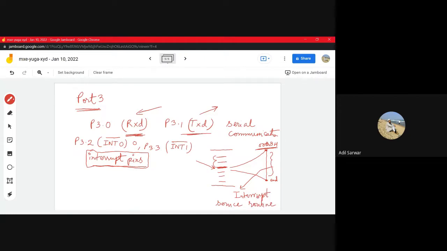Interrupt service routine, ISR. So whenever an interrupt occurs, the control from the main program moves to the service routine program. The service routine is executed, and then control moves back to the original program and continues executing the rest of the instructions. Similar is the case for INT1 also. So two interrupts can be given to the 8051. These are two external hardware interrupts.